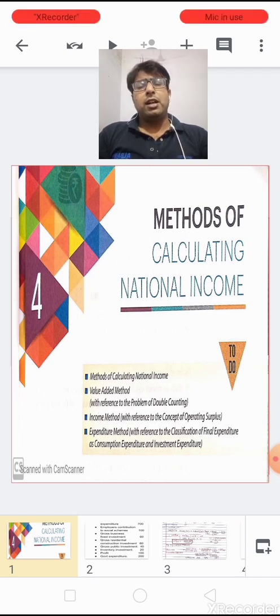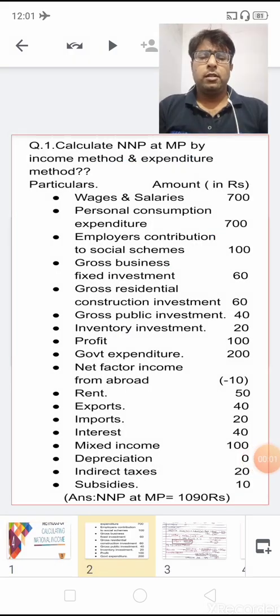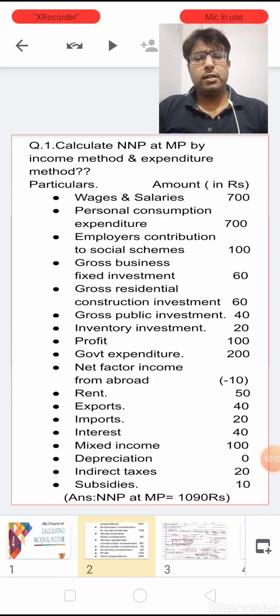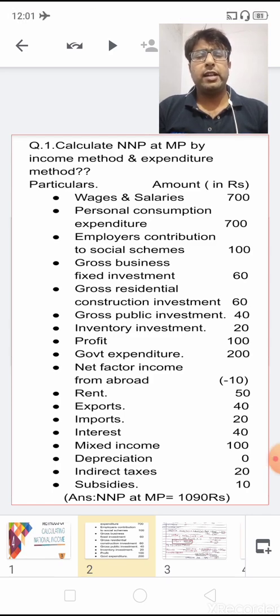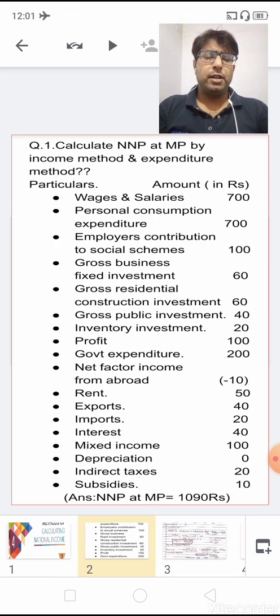So children, today I am again going to take some of the numericals by which we can successfully calculate or estimate the national income, or we can find out various aggregates with the concept of certain rules and certain conversion. So I am going to start with the first question today. The question number one is here on your screen. So children, let us take the first numerical. We have to calculate NNP at FC by income method and expenditure method.